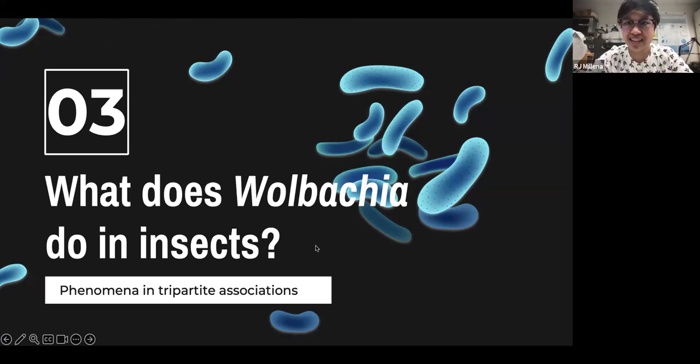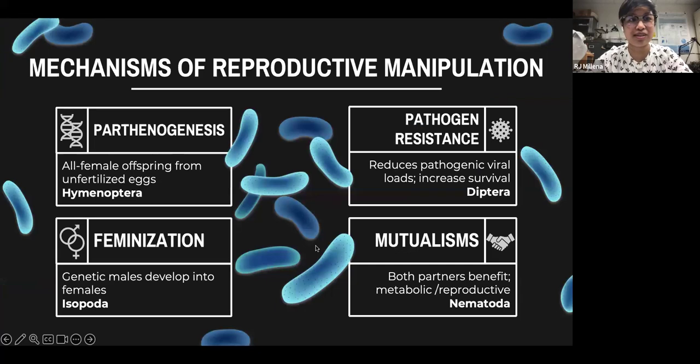What does Wolbachia do in insects? I'm going to revisit this slide for the mechanisms of reproductive manipulation. We're going to focus especially on feminization and male killing, which I just realized is something I did not put on this slide, so I will elaborate on that later. But those are the two most well known in Lepidoptera, so I wanted to talk to you about that.